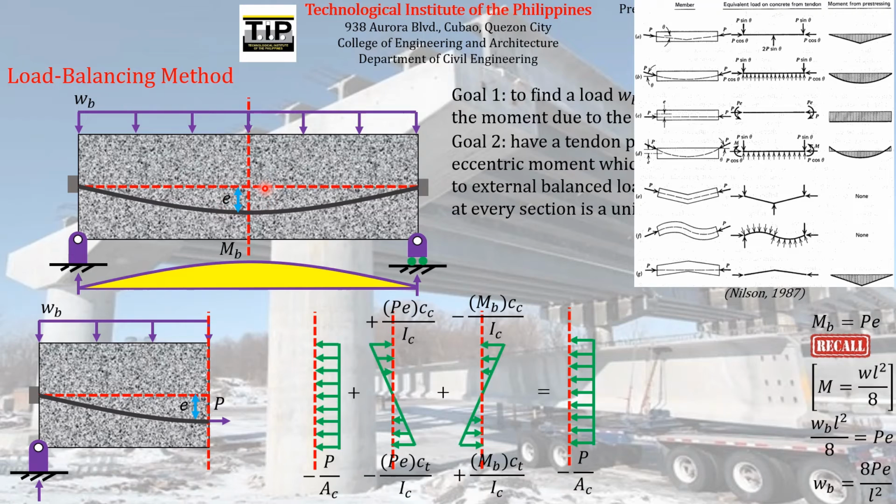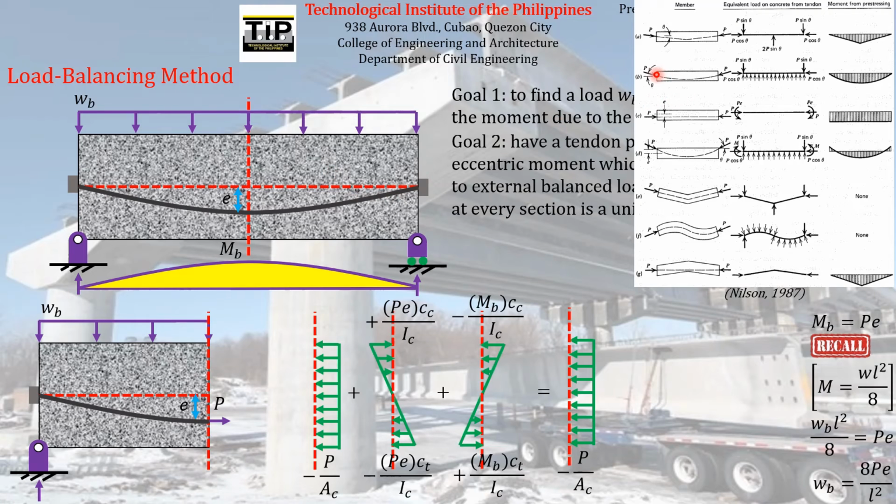Or actually, you can look at it in a different way. Say for example, if the given is the tendon profile itself. Say for example, we have here a parabolic tendon profile with an eccentricity of 0 at the ends.